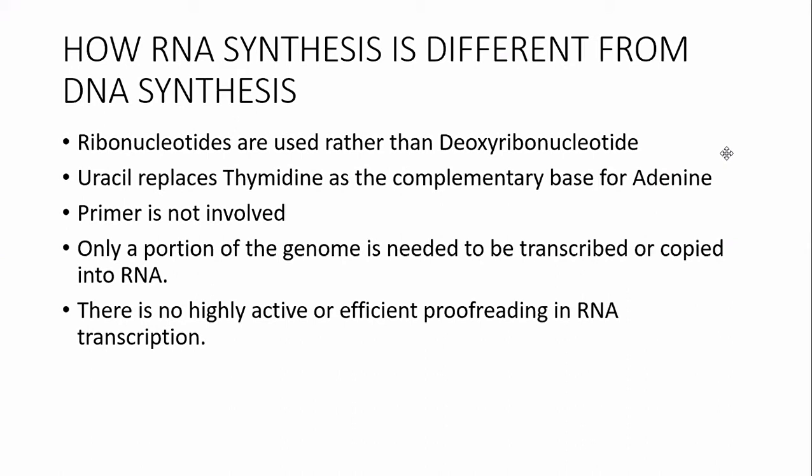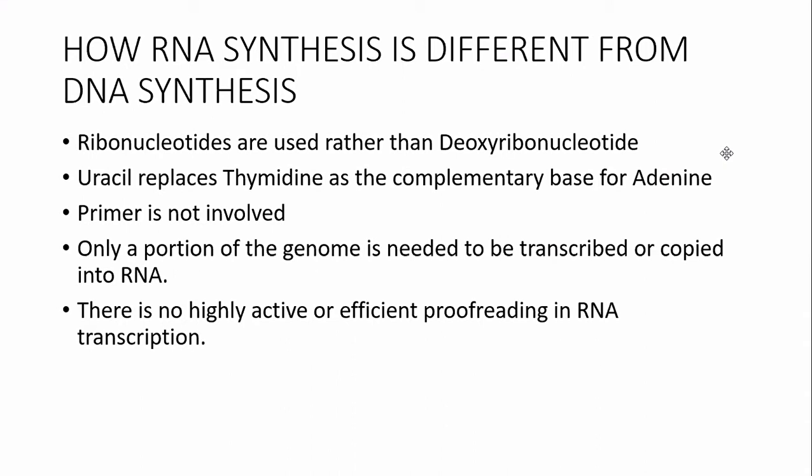Fourth, only a portion of the genome is needed to be transcribed or copied into RNA. We've talked about this as well, your active and inactive zones. Those are the ones that code for your protein and those ones na hindi nagko-code for protein. Pero sa DNA synthesis, kailangan sila kopyahin lahat. Okay? Sa DNA synthesis, purine per purine, pyrimidine per pyrimidine kinokopya. Pero sa RNA synthesis, meron lang part ng genome mo na kailangan kopyahin para makaproduce ng protein.